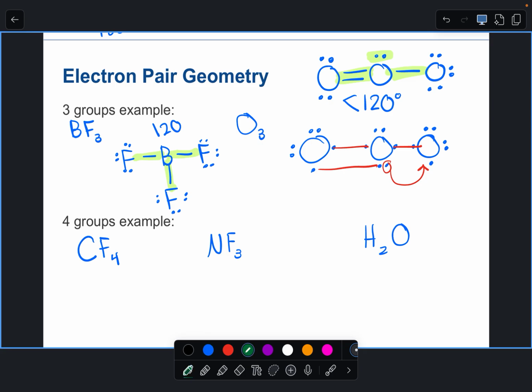So recapping, for 3 electron groups surrounding a central atom, the electron geometry is called trigonal planar for both of them in this example. For O3, the molecular geometry is called bent, and its angle is slightly less than 120. And we didn't talk about this yet, but in the BF3, the molecular geometry, well, if I'm tracing the atoms, it looks the exact same as the electron pairs, right? So the name doesn't change. It's still trigonal planar.